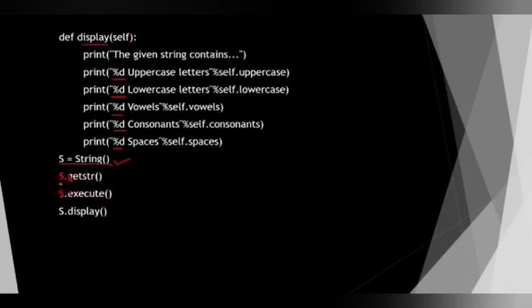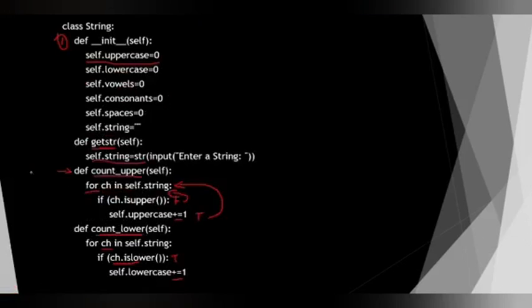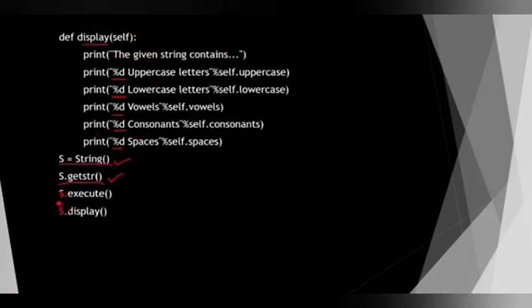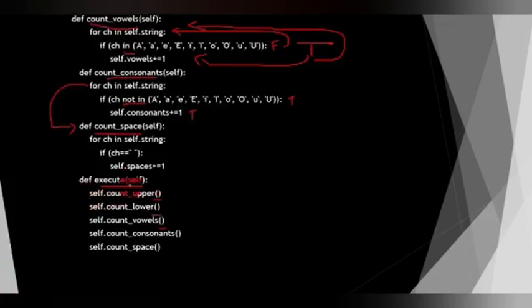In the main program, what is the next function? s.get_str. When the control reaches this statement, it transfers to the function get_str. This is the second function executed. From this function we get the input from the user. After its execution, the control transfers to the main program and calls the function s.execute. After this statement, the control transfers to the execute function. From this function we call the functions one by one.